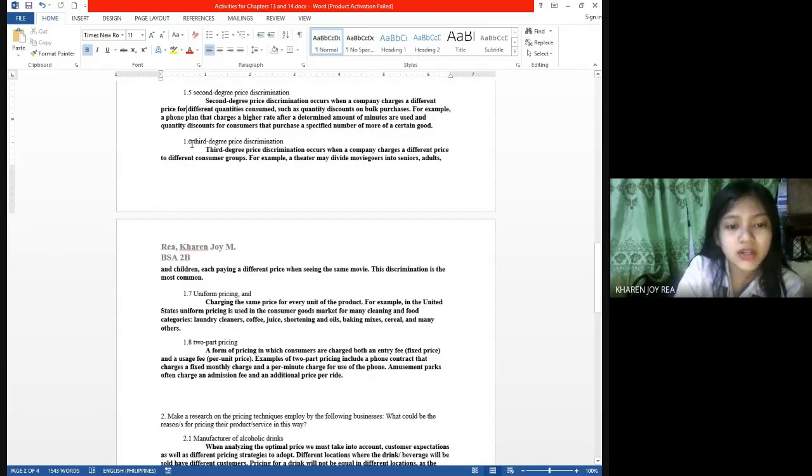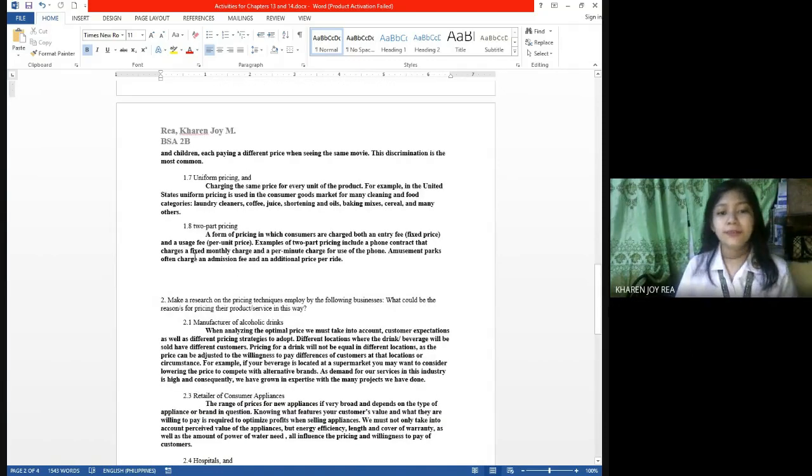Next is the third degree price discrimination. It occurs when a company charges a different price to different consumer groups. For example, a theater may divide moviegoers into seniors, adults, and children, each paying a different price when seeing the same movie. This discrimination is the most common.